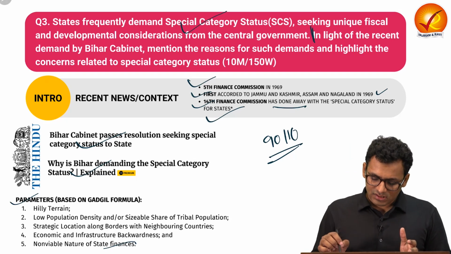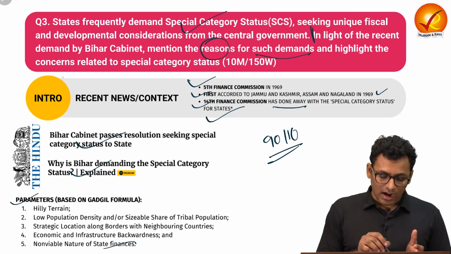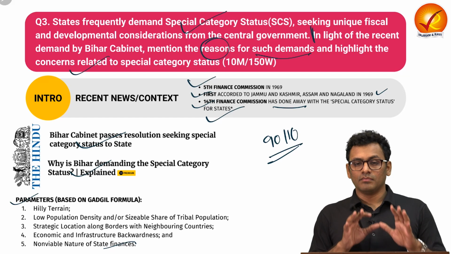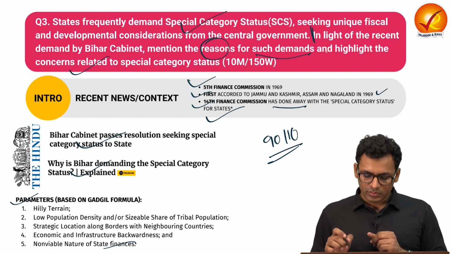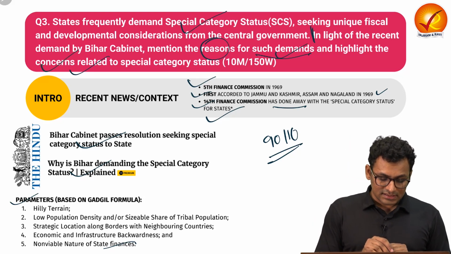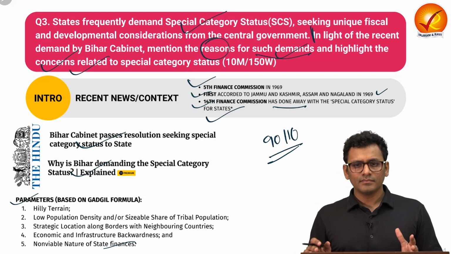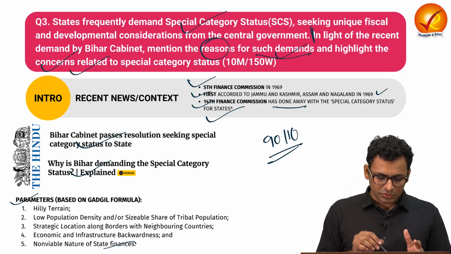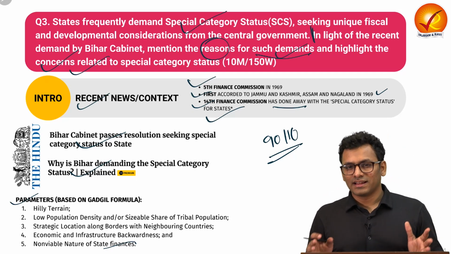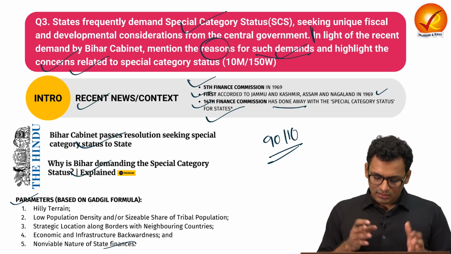Now, if we see the question, we have to talk about the reasons for such demand and also highlight the concerns related to special category status. This is something which we are going to delve into in the body, where the first heading would be the reasons for such demand and the second heading would be the concerns. And in the conclusion, we will talk about certain ways ahead, right? So in the introduction, you can talk about the recent news, you can talk about how the special category status was done away with by the 14th Finance Commission, and then let's go to the body.